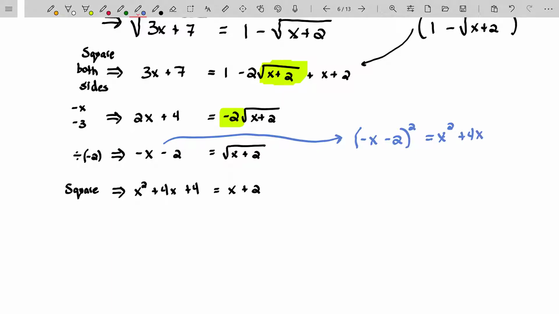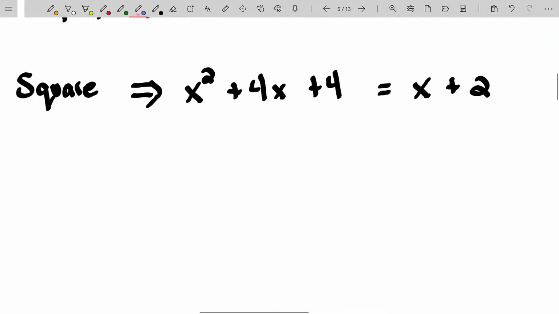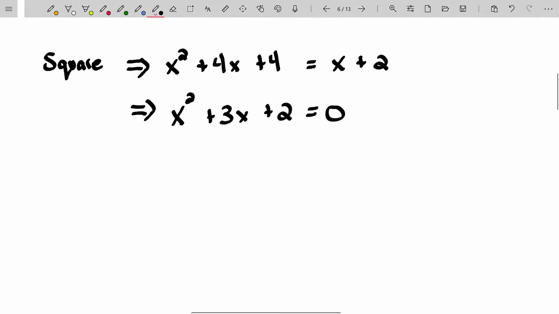And then finally, negative 2 times negative 2 is positive 4. So that's just the binomial distribution right there. You should be okay with that. Now I'll just collect everything on the left-hand side and see if this factors. And this totally factors. This is going to factor to (x plus 2)(x plus 1).